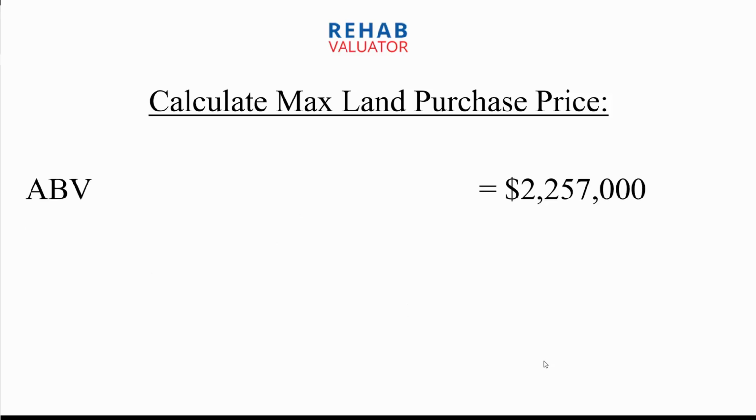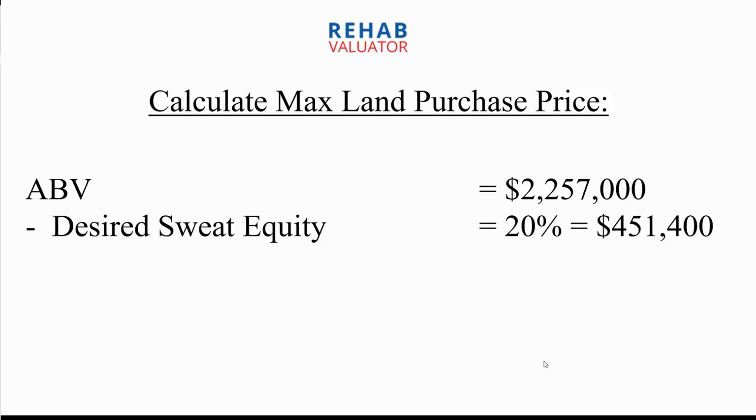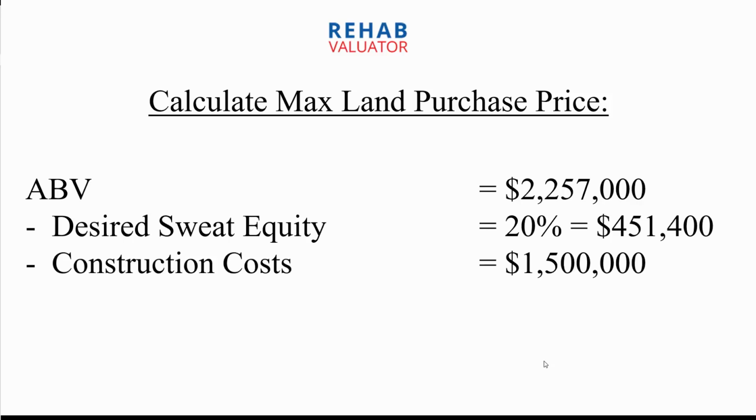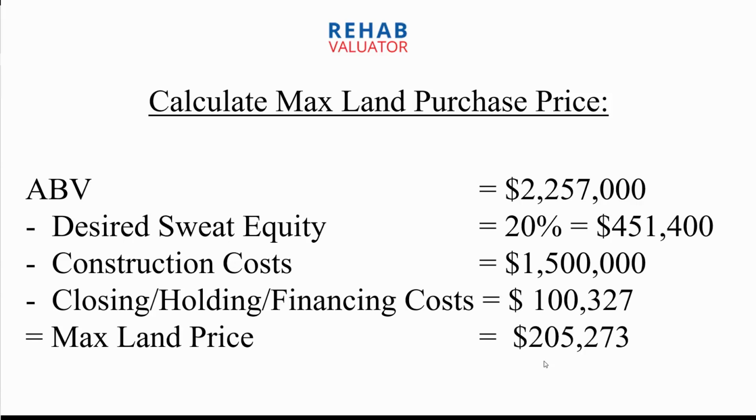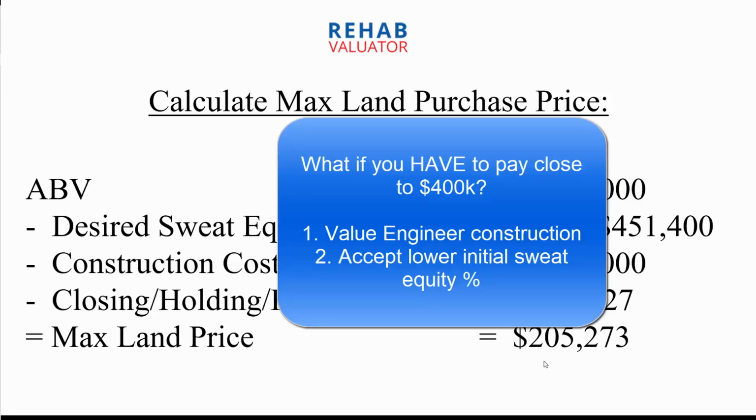So in this example, we concluded that our ABV is $2,257,000, minus 20% desired sweat equity is $451,000, minus ballpark construction costs of $1.5 million, and then all of our soft costs, which mostly were financing costs. It's very important not to ignore roughly what your cost of money will be. Got us to a maximum land price of $205,000. They were asking $400,000. Can you pay $400,000? No. Now, what can you do if this is an amazing site? What can you do if this is just an incredible piece of land and they will only come down to $350,000? Do you walk away from this deal?